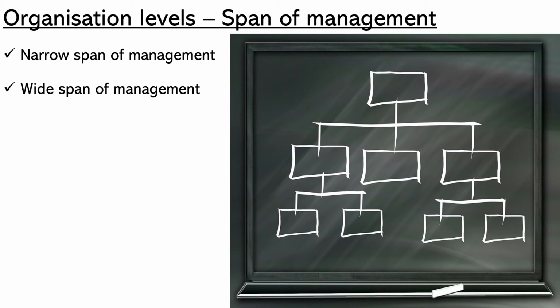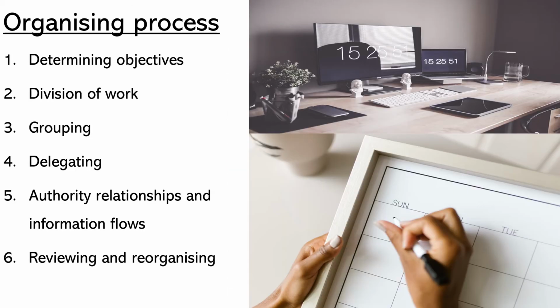Now, next one, organizing process. First one is something we have borrowed from planning: determining objectives. You have to identify what it is that we are going to accomplish. You have to define your goals clearly. You have to lay out all the policies, procedures, rules, whatever you need to achieve that objective, and that should be clearly specified. Okay. Next one is division of work.